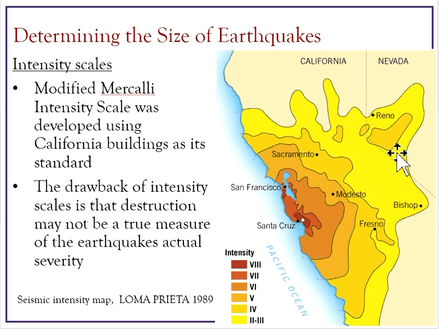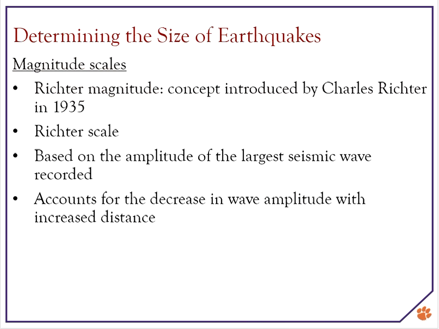Or it may be completely irrelevant to what's going on in the earth and the rock types, but just poorly built buildings. So as you can see from this point, it is quite hard to use intensity scales as true scientific measures of the size of an earthquake. So instead, we have magnitude scales, which are more reliable for us.